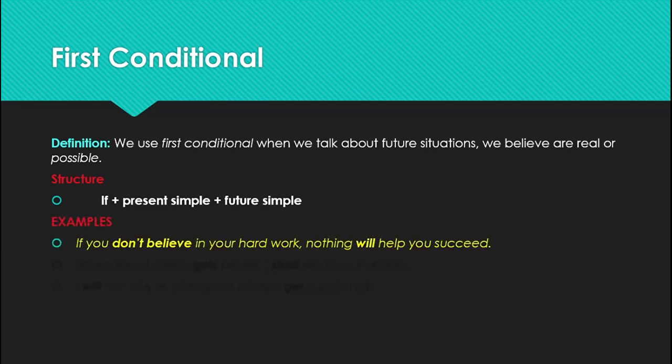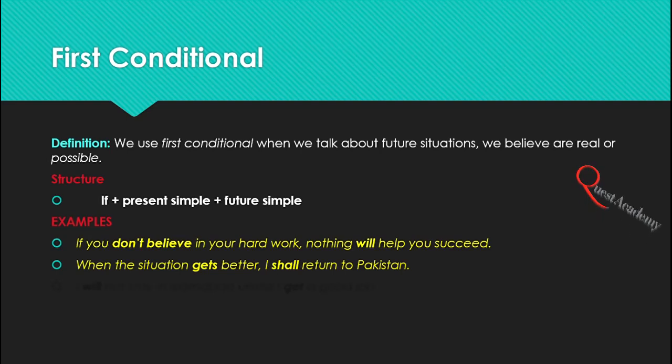Examples: if you don't believe in your hard work, nothing will help you succeed. Now the condition of one thing depends on another thing. We believe that nothing will help you if you don't believe in your hard work. Now that is a condition. Believing in your hard work is the condition. When the situation gets better, I shall return to Pakistan. Now the condition is for the situation to get better, and my return is conditioned to the situation getting better.